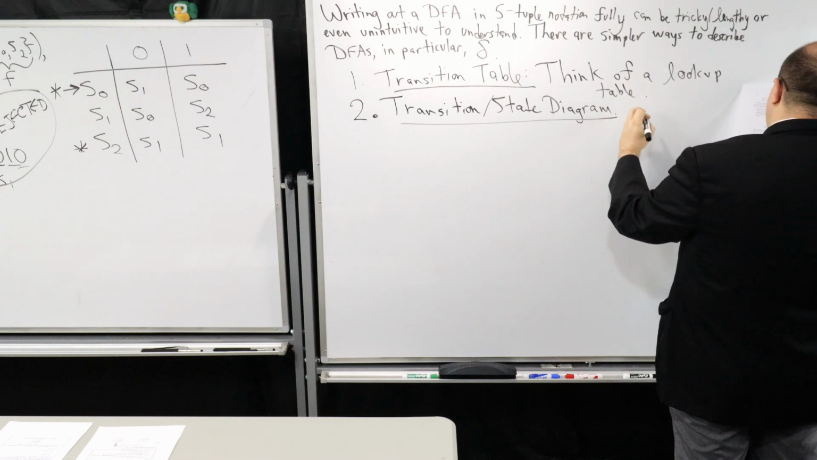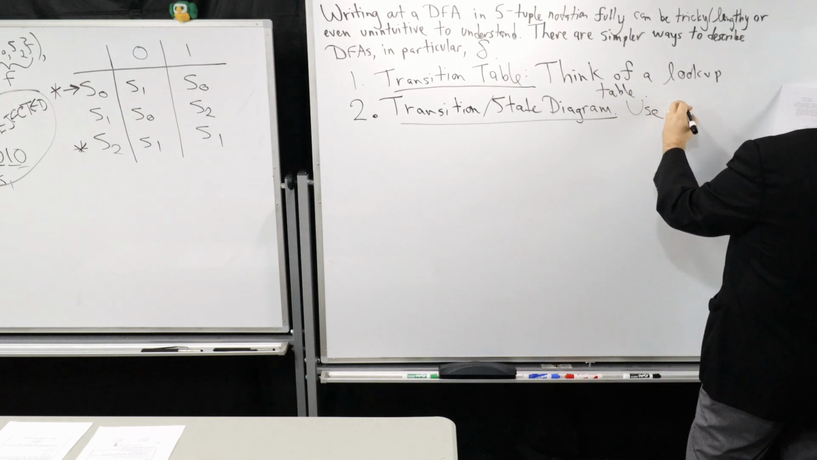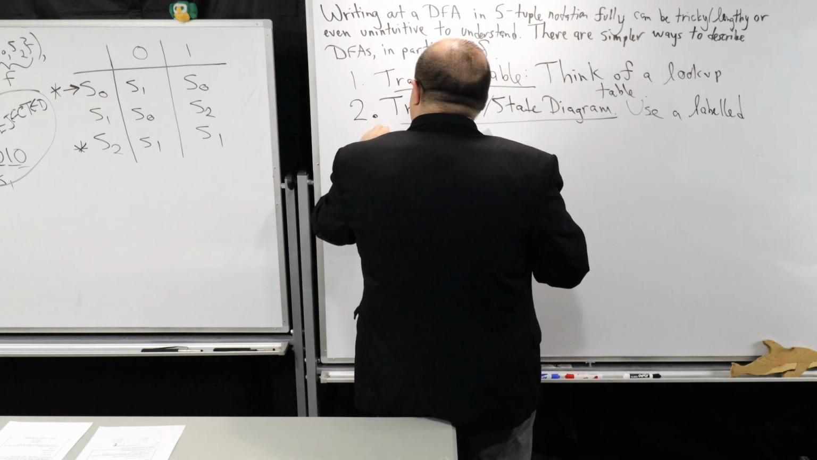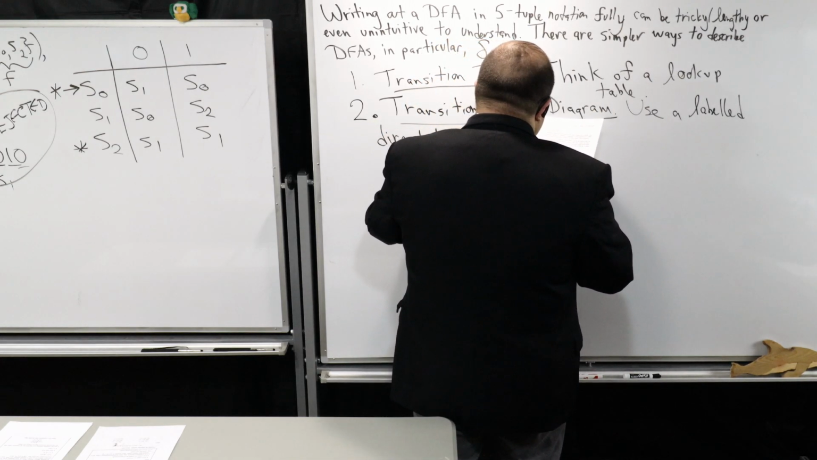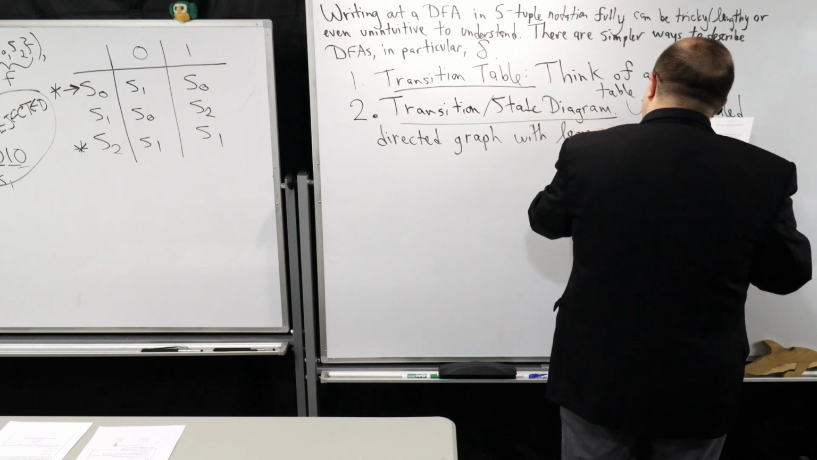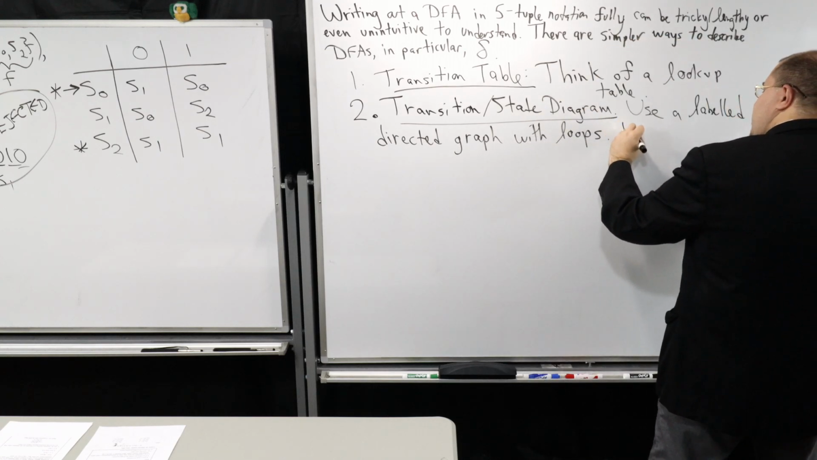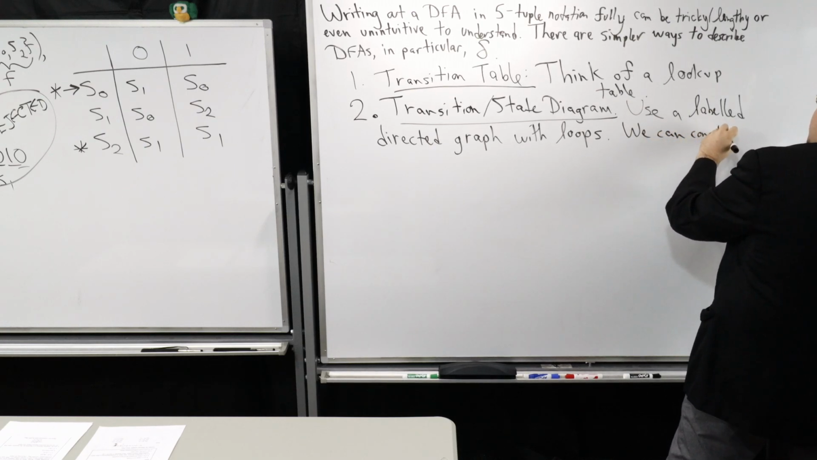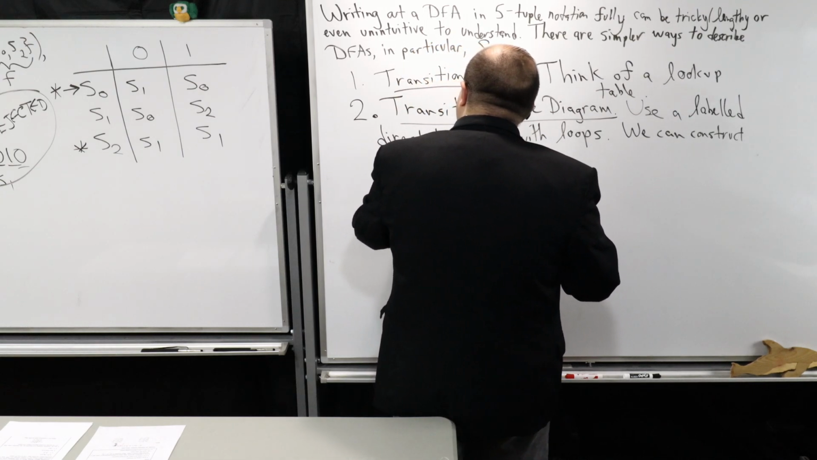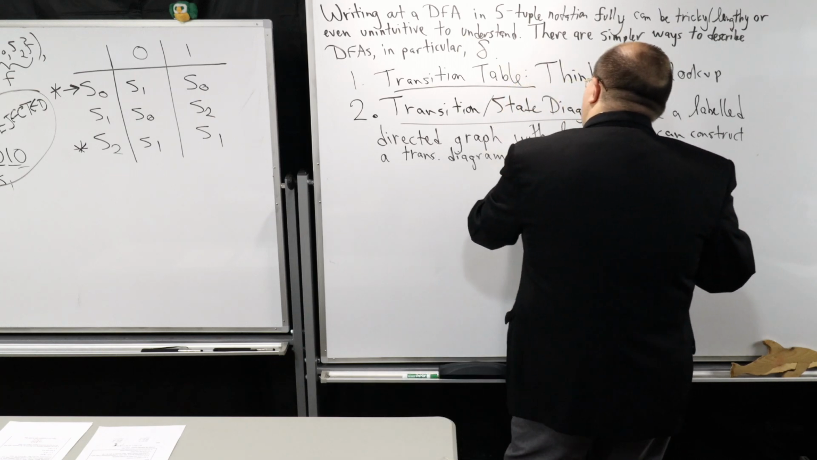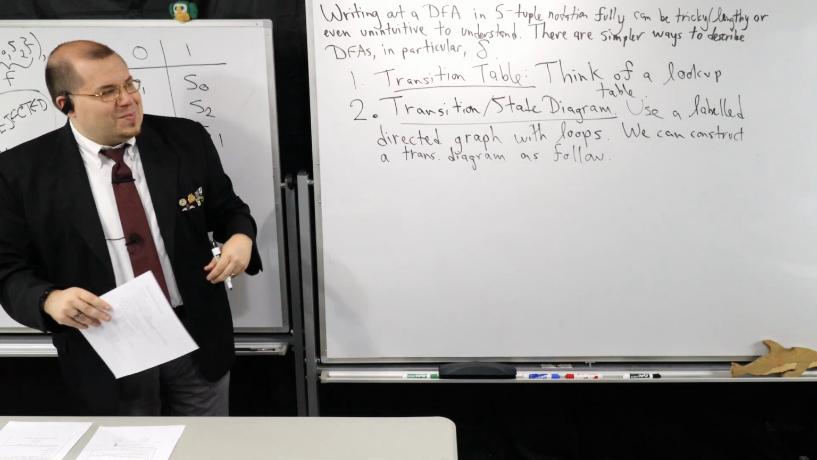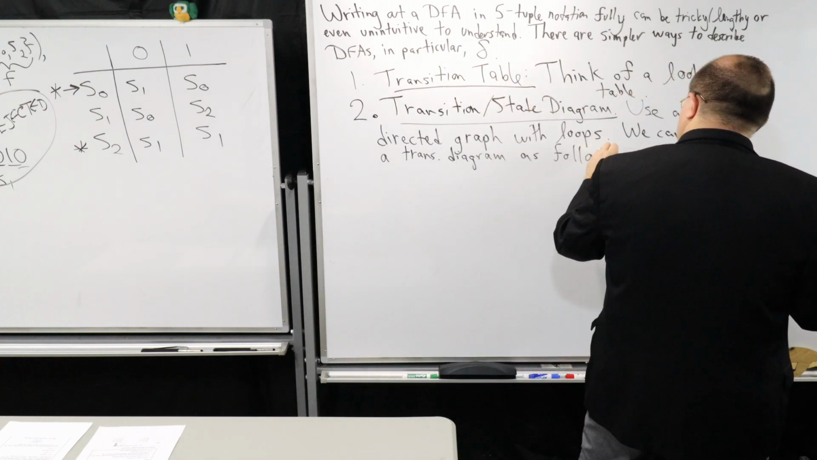So I'm going to use a labeled directed graph with loops. You might know those as self loops. So we can construct a transition diagram as follows. I'm going to describe the process to you, and then we'll use it on the example over here.